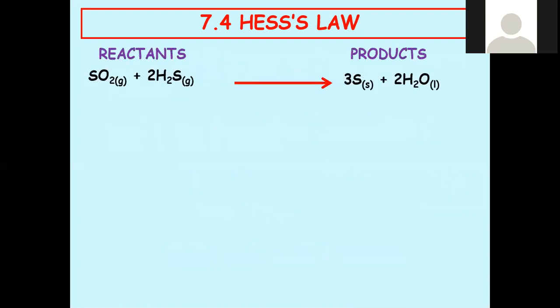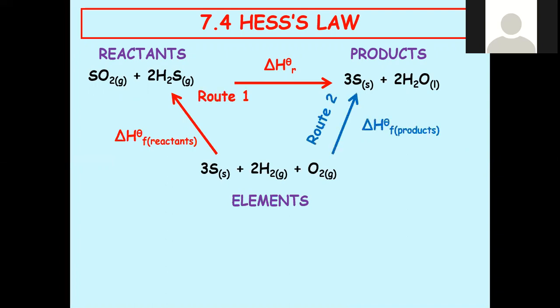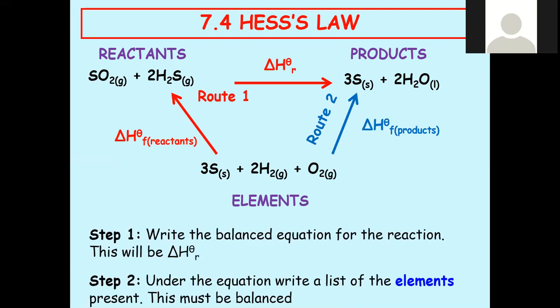So these are our reactants, these are our products. This would be our delta H reaction. These are our elements going in. These are going to be the delta H formation of our reactants. That would be our route 1. This would be our route 2, finding out the products. That is because we don't know our total enthalpy change overall. So we're going to go from the elements to the reactants, and then route 2 from the elements to the products.